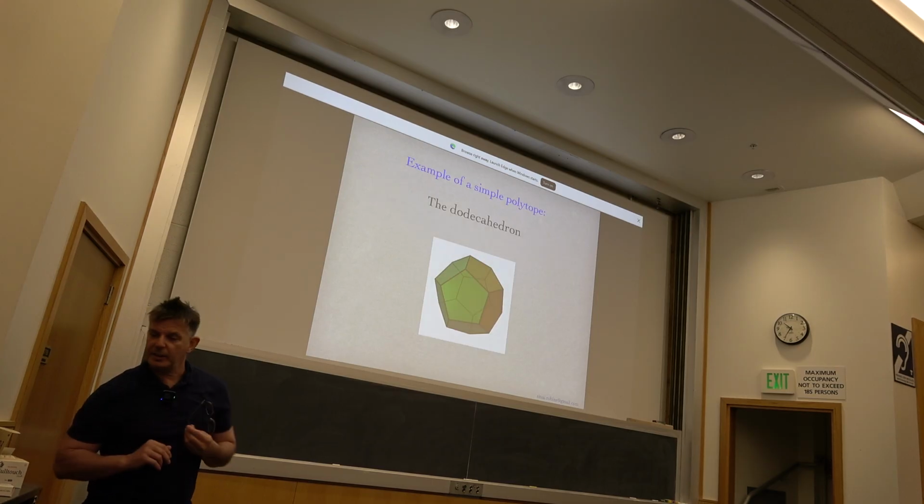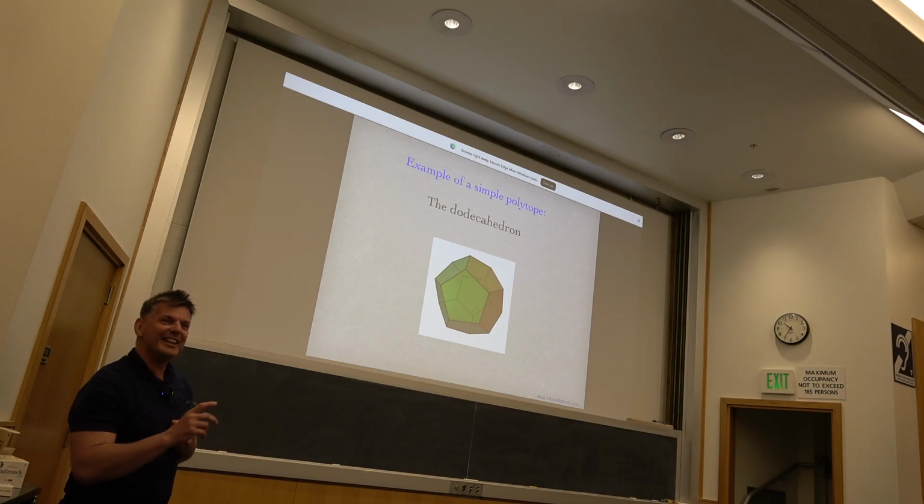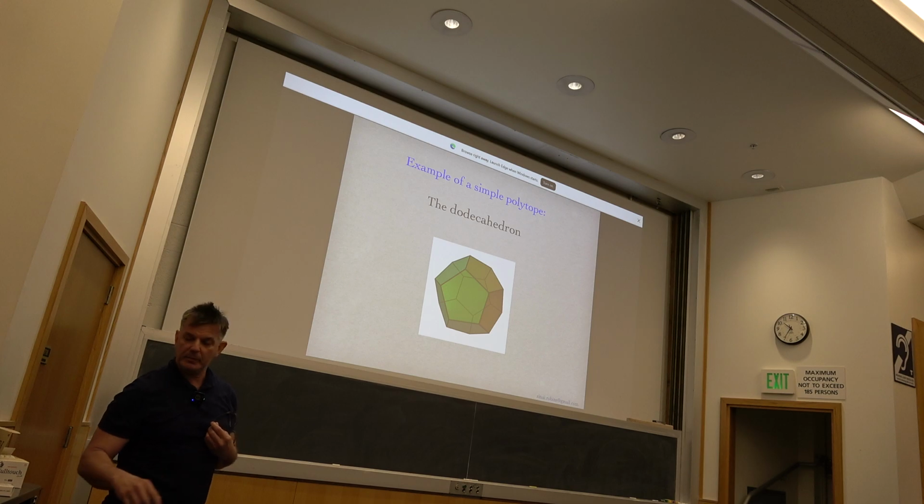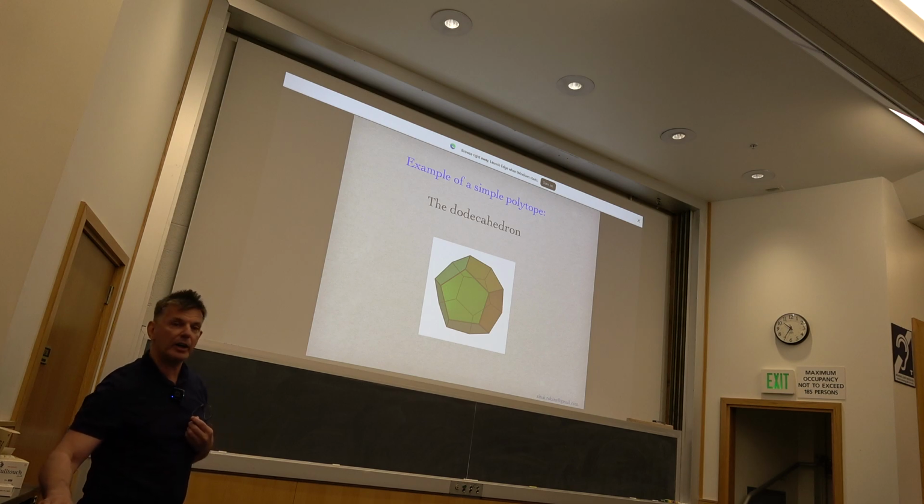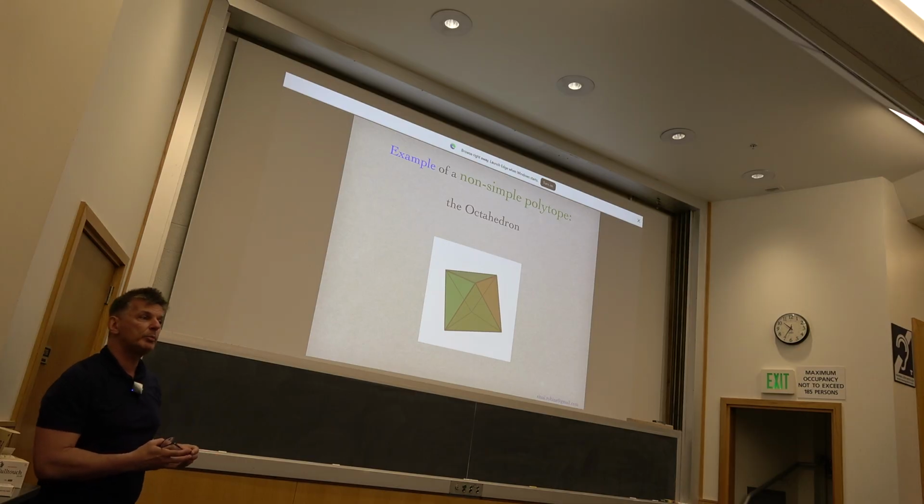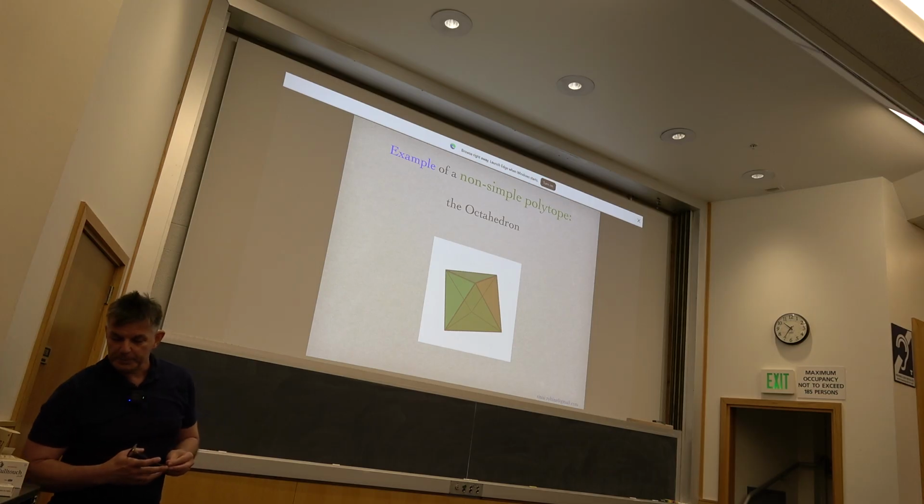Okay, so anyway, there's a dodecahedron. That's a simple polytope, for example, because every vertex has degree 3 in R^3. The octahedron, which is the cross polytope, is not simple because in R^3, the vertices have degree 4.